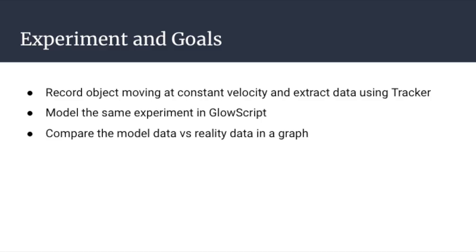Welcome to my Lab 1 video for Physics 2211, which focuses on constant velocity motion. The experiment involved recording an object moving at a constant velocity with no directional changes and using Tracker to analyze and extract the data from it. Using information gleaned from Tracker, I then created a model of the experiment using GlowScript. Lastly, I entered the position time data from both Tracker and GlowScript into a spreadsheet and made a graph comparing them. The goal was to see Newton's second law in the real world as well as in the created model.